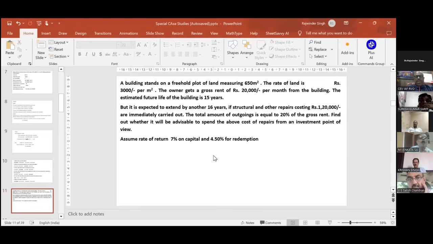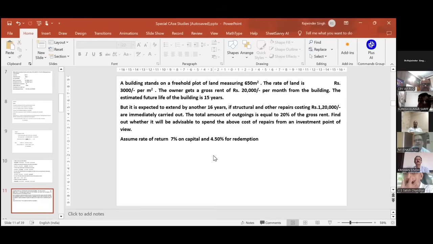So next is, a building stands on a freehold plot of land measuring 650 square meter. The rate of land is rupees 3,000 per square meter. The owner gets a gross rent of 20,000 per month from the building. The estimated future life of the building is 15 years.